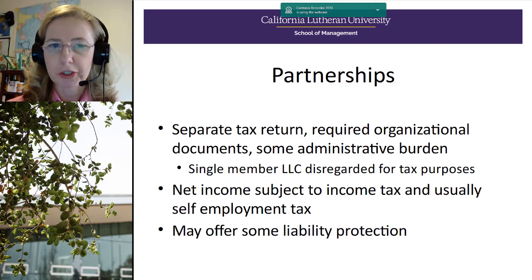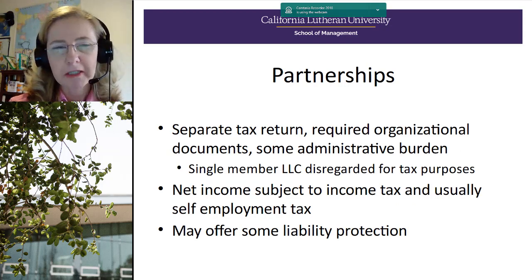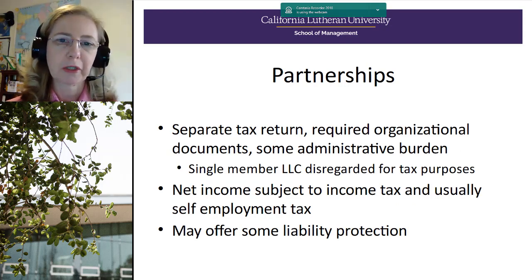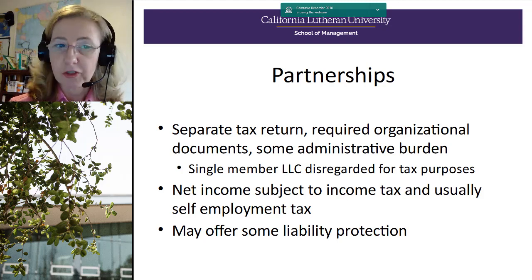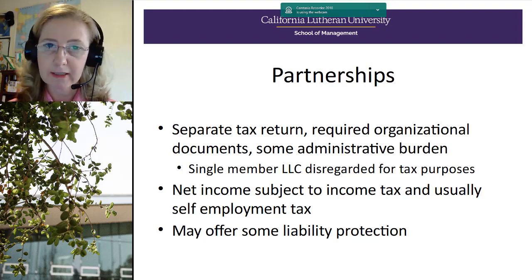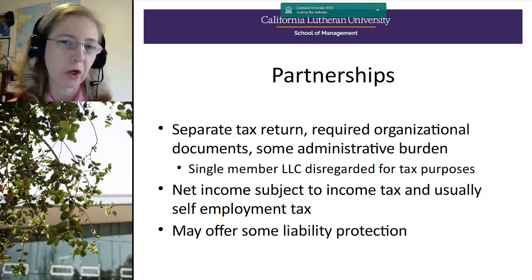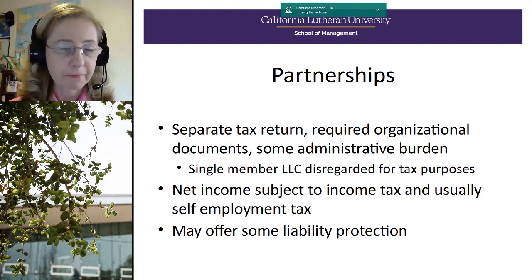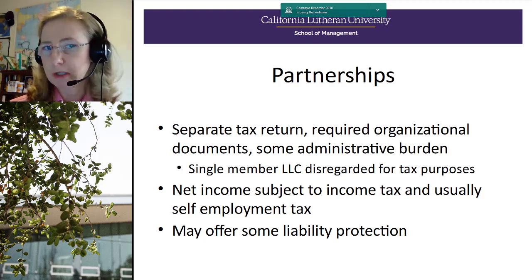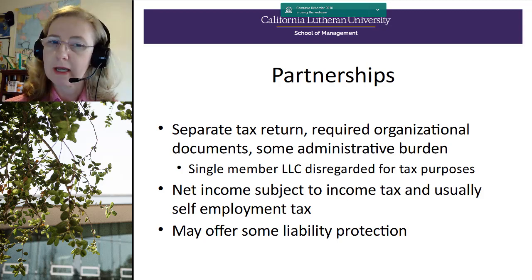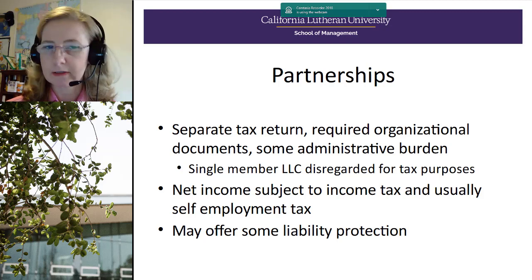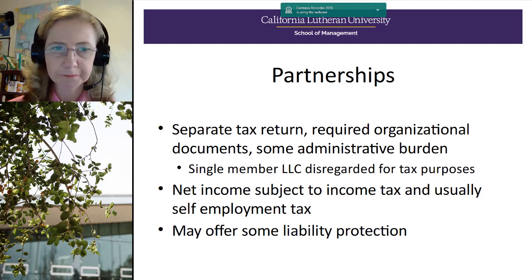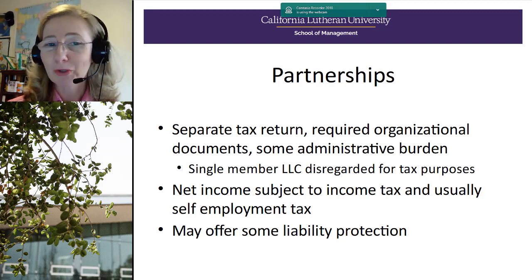Next, we'll look at partnerships. Partnerships operate similar to sole proprietorships in that the taxation is the same. So net business profit is subject to income tax and usually self-employment tax, although not always, on the net business profit. So again, it doesn't matter if the distributions come out to the partners or not. Once net business profit is set for the year, the partners are going to be responsible for the tax liability associated with that. But partnerships are a little bit more complex.